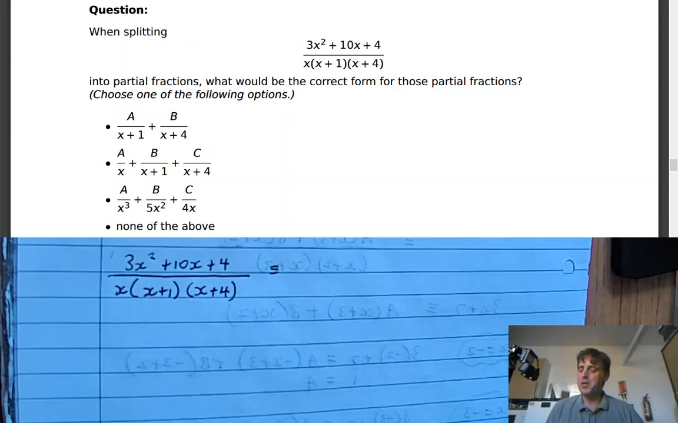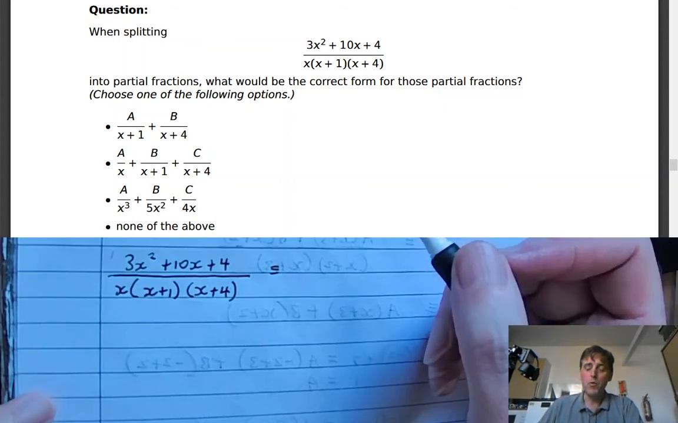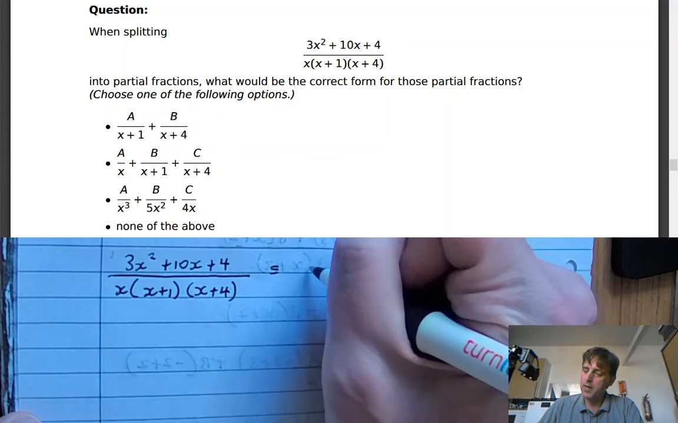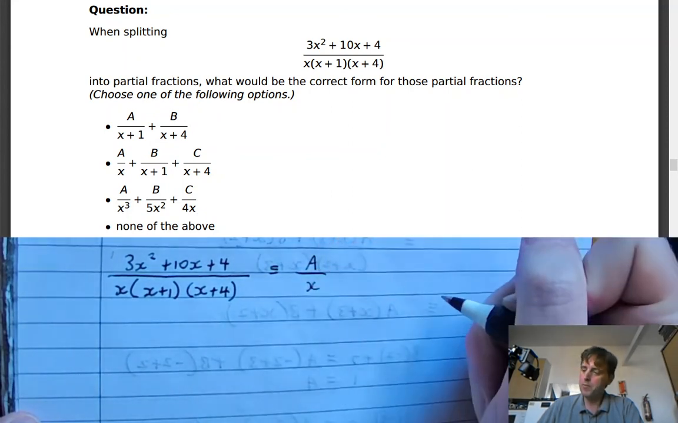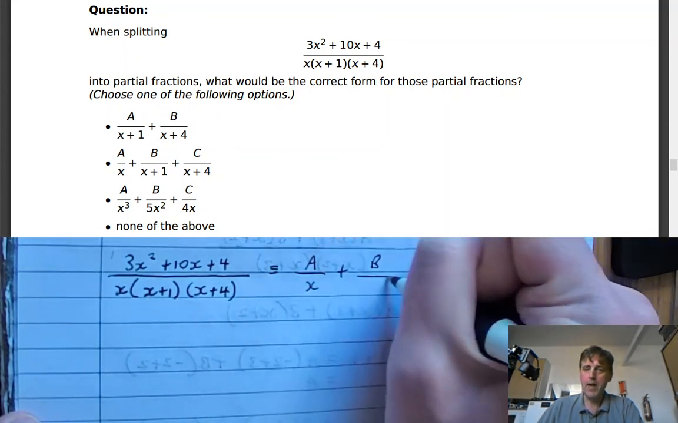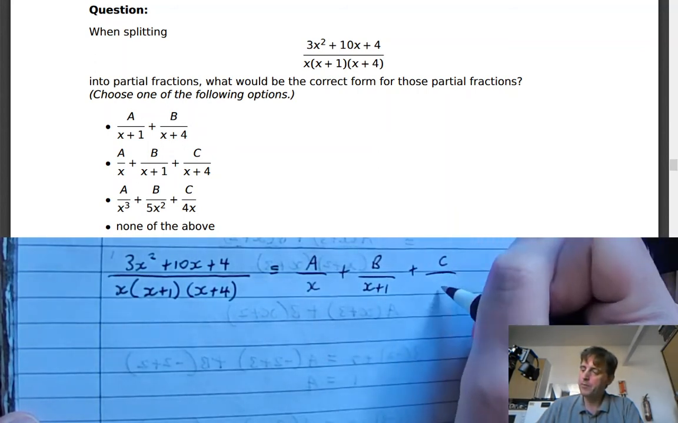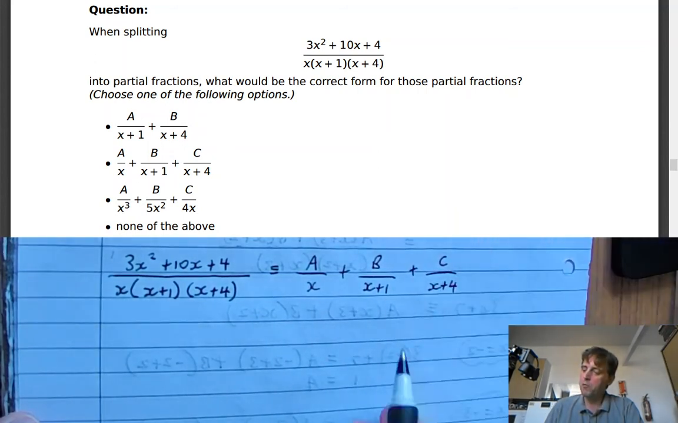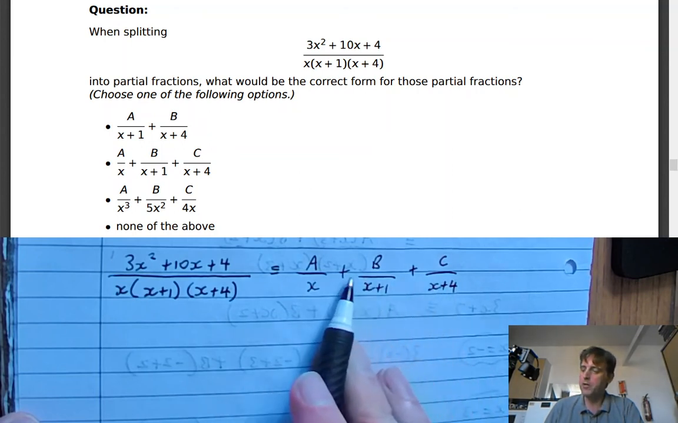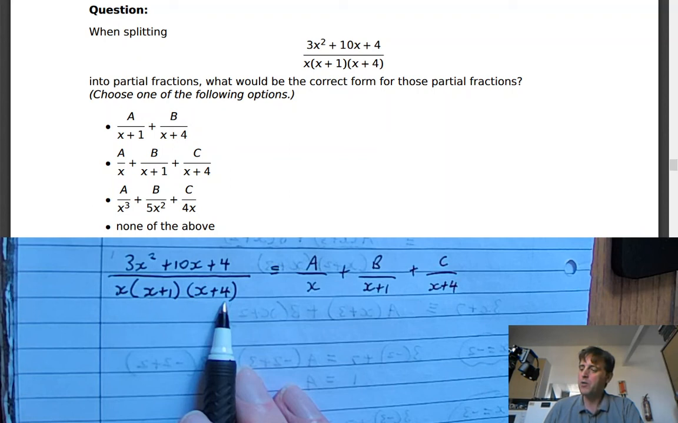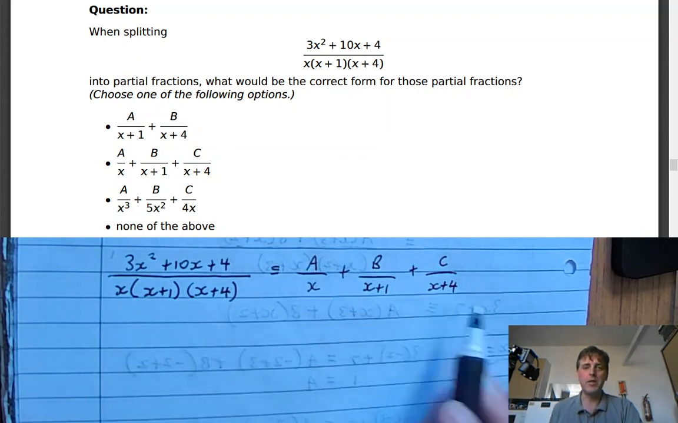Okay, so which one did you go with then? Well, we need the denominators to match up, don't forget. So of the options that are there, the second option there, a over x plus b over x plus 1 plus c over x plus 4, when we combine all of these together into a single fraction, the common denominator is going to be the same as the one over here. So this is the answer to the question. It's the second of those options. Did you get it right?